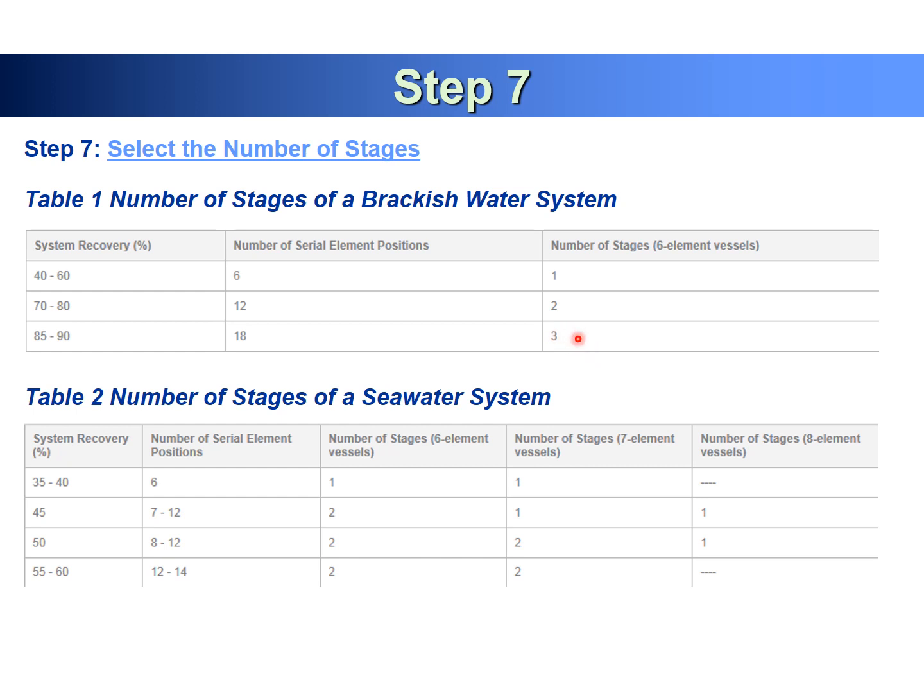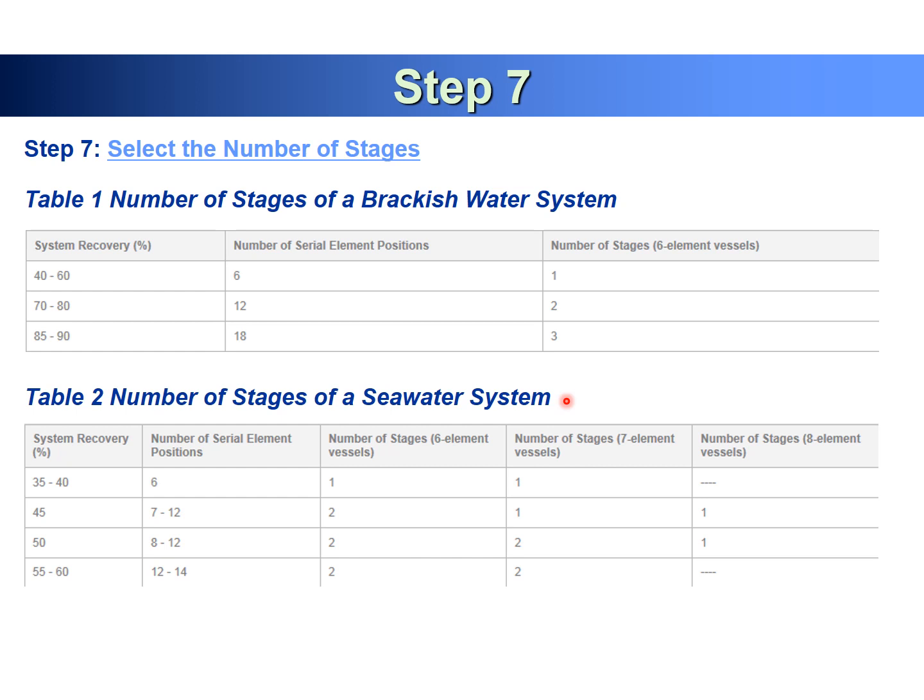So when you recover 85 to 90%, we need 3 stages. But if you just need 40 to 60% in brackish water, only 1 stage is enough. Let's see seawater desalination.